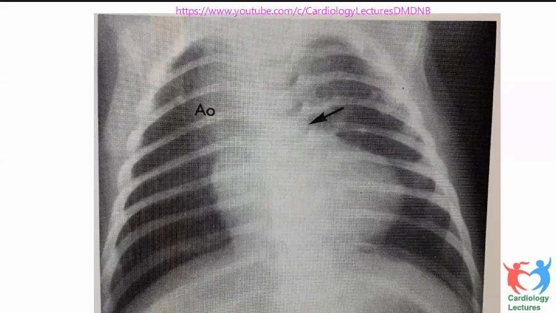In cardiac surgery, if the MAPCA is there, blood can flow through the MAPCA into the pulmonary artery. So that can come to the left atrium, and a large amount of blood may come to the heart and it may interfere with the smooth surgical repair.